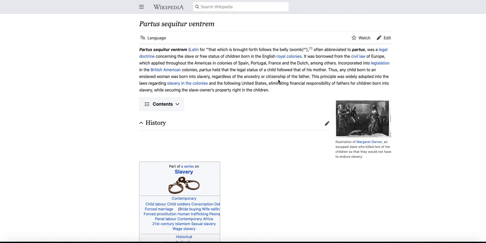Eliminating financial responsibility. Hold on. Could that be some kind of, also not dowry, meaning the father gets to be free from his responsibility? Let's just read the whole thing, because sometimes I get too excited. Eliminating financial responsibility of fathers for children born into slavery, while securing the slave owner's property right in the... so it still is okay, because the father would be the lord or the master or slave owner. So, landlord, lord of the land, or the earth. So yes, this would eliminate financial responsibility of the father for children born into slavery.